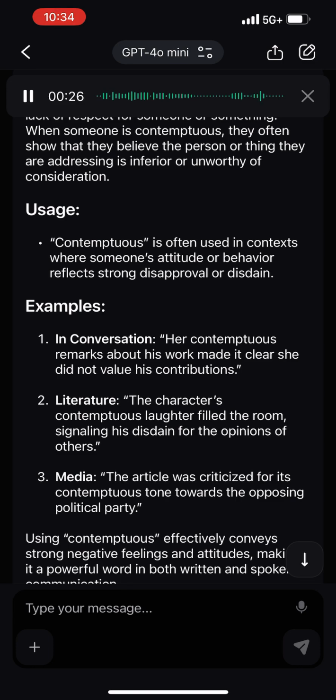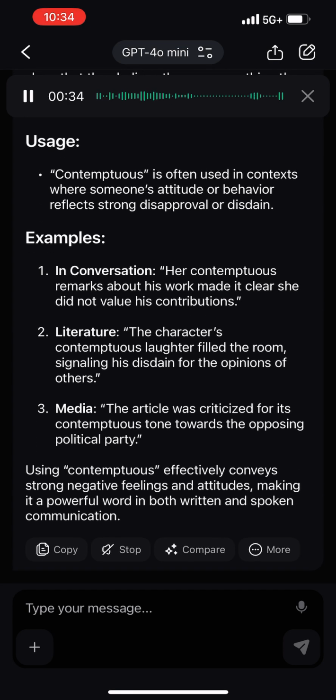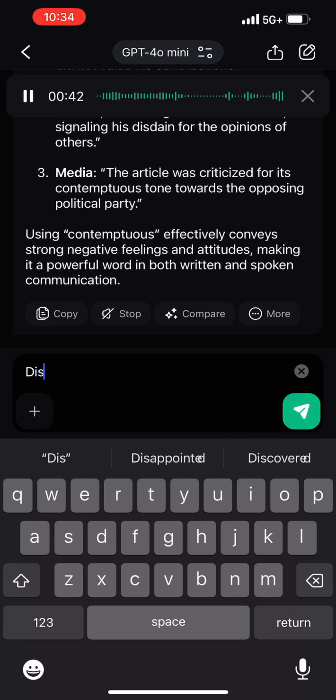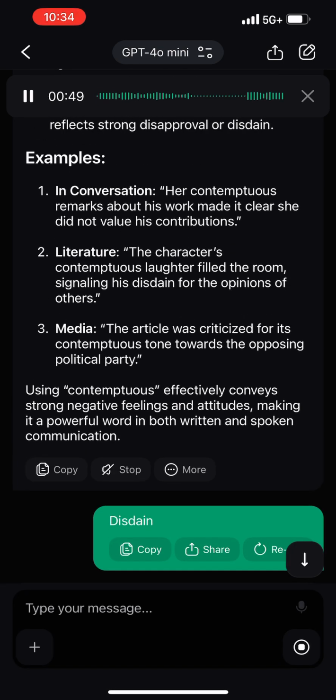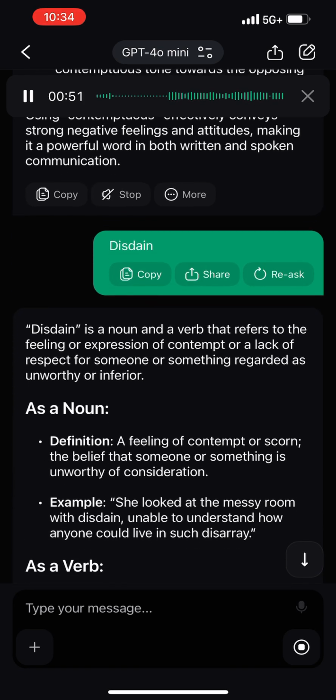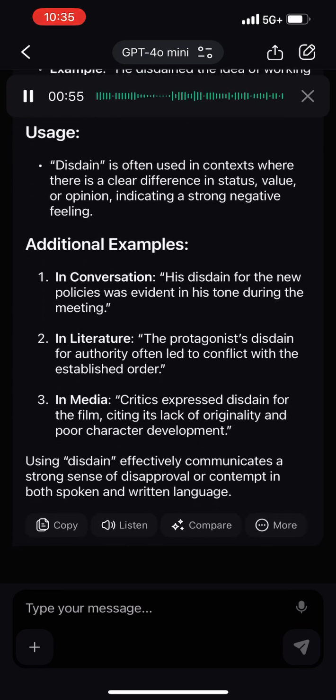Examples. 1. In conversation. Her contemptuous remarks about his work made it clear she did not value his contributions. 2. Literature. The character's contemptuous laughter filled the room, signaling his disdain for the opinions of others. 3. Media. The article was criticized for its contemptuous tone towards the opposing political party. Using contemptuous effectively conveys strong negative feelings and attitudes, making it a powerful word in both written and spoken communication.